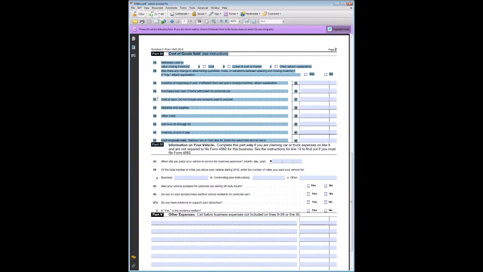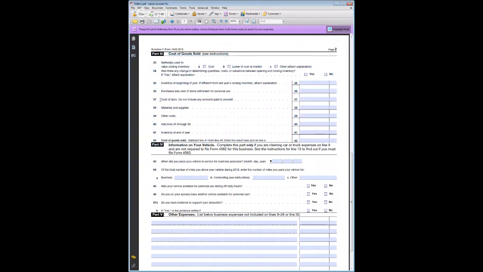So when you look right here, number 37 says cost of labor. Do not include any amounts paid to yourself. Okay, so cost of labor for your tax return is money that you pay to others.